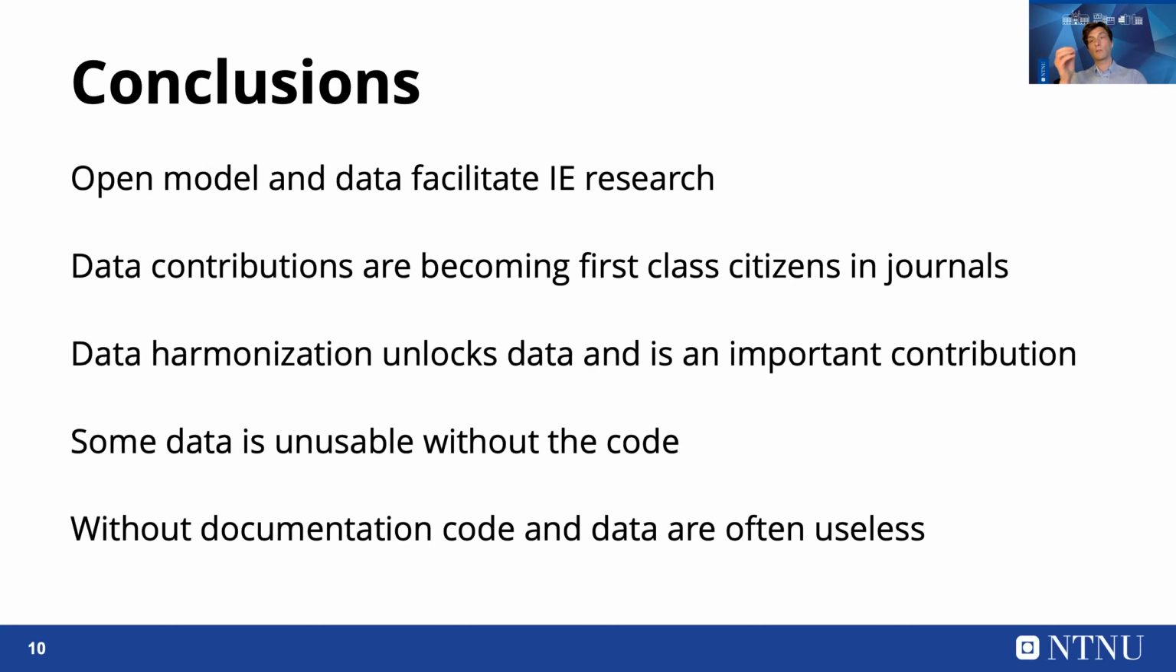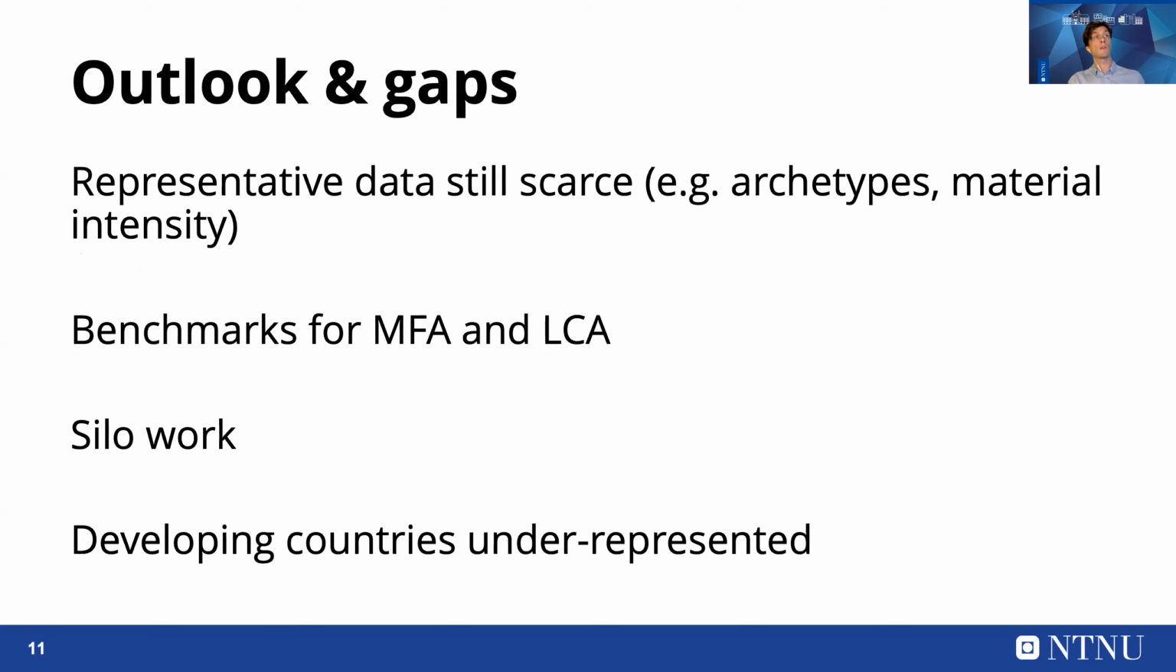And I think the actual benefit of this, like the material intensity database, is the data harmonization. Often with harmonization, you unlock data to people. There's a lot of silos and everybody publishes their stuff, but only with harmonization can you enable people to really use the data in a broader sense. And naturally, some data is simply unusable without the code or documentation, and vice versa. Code and data are also often useless without the documentation.